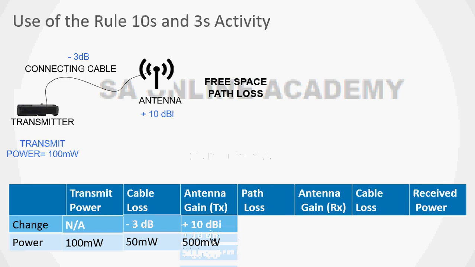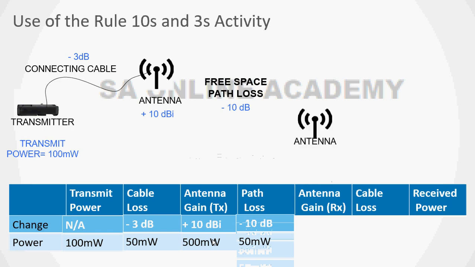Now we know that there is free space path loss. If your free space path loss is minus 10 decibel, then what happens as per the rule? It will be 1 by 10th of your power. It will decrease your power to 1/10. So power comes to be 50 milliwatt only.